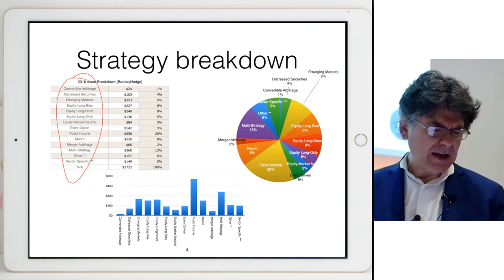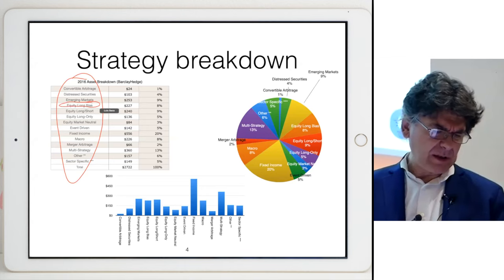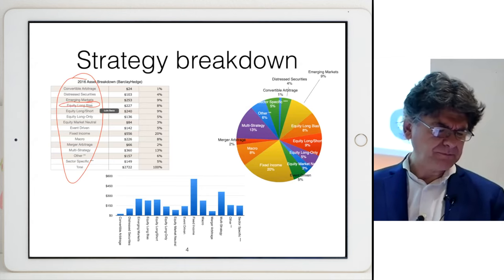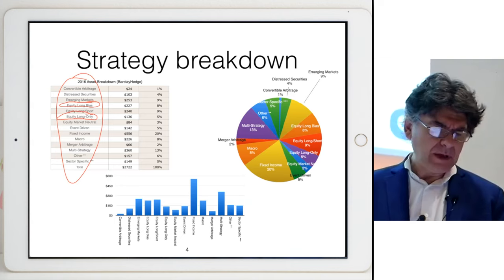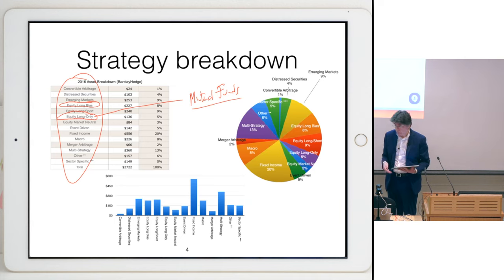Like, for example, here I have long bias, which I'll explain. I have long only. Long only is what, for example, mutual funds would do, but we're going to see that mutual funds have additional restrictions that we will not have if we have a portfolio which is long only, and we'll see examples of that.